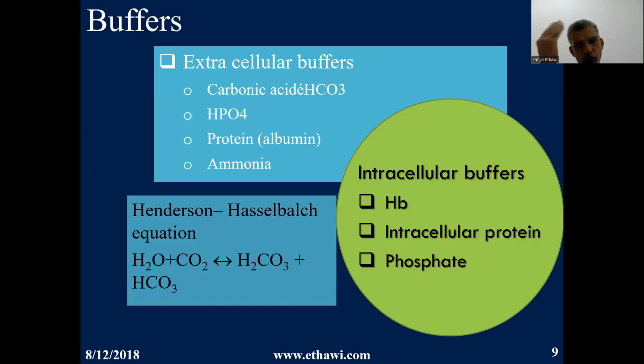Examples of the chemical buffers: we have the extracellular buffers such as carbonic anhydrase, phosphate, protein, and ammonia. We have the intracellular buffers such as hemoglobin, intracellular protein, and phosphate. And the Henderson-Hasselbalch equation is part of this process, by combining water with CO2 to form carbonic acid, and then one bicarb.